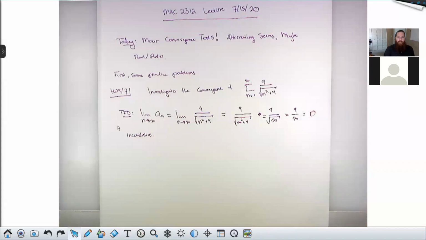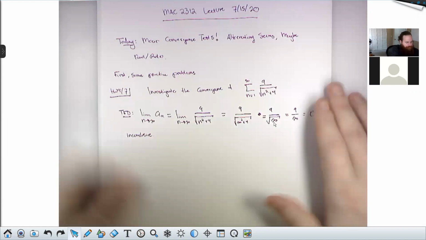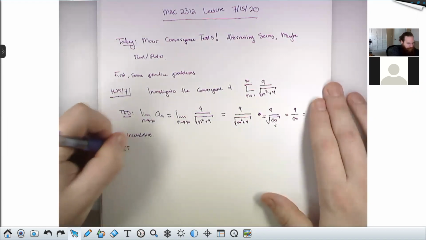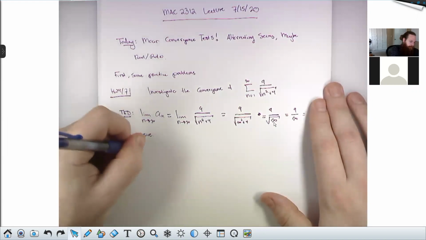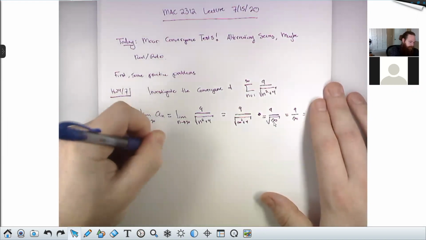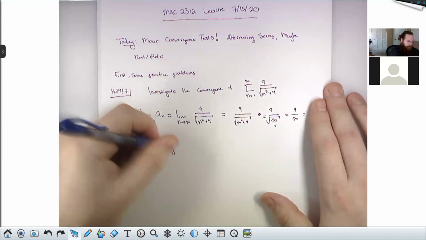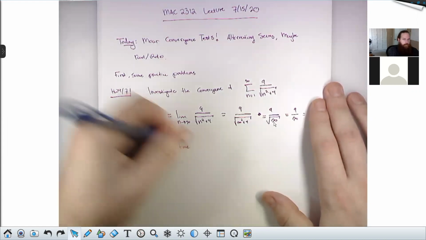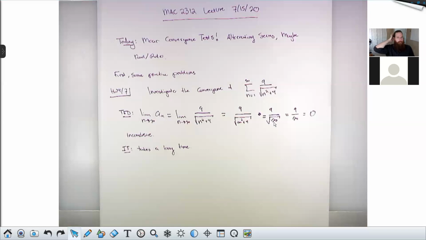I might consider the integral test, because it's true that f of x equals 9 over the square root of x squared plus 9 is decreasing, continuous, positive. But it's a lot of work, and the related integral requires trig sub. It would take a while. Let's not do that. So the integral test is kind of a last resort.